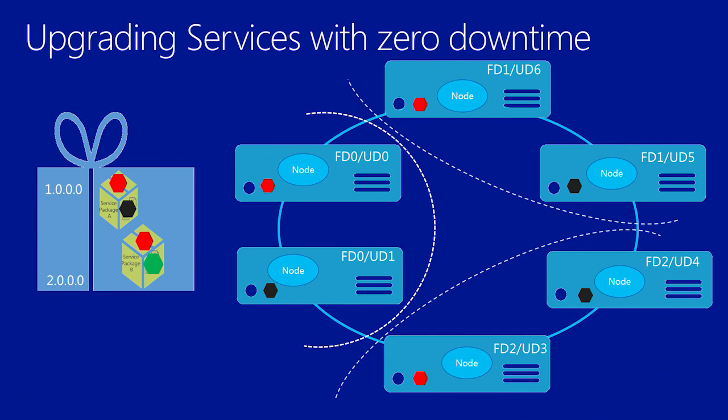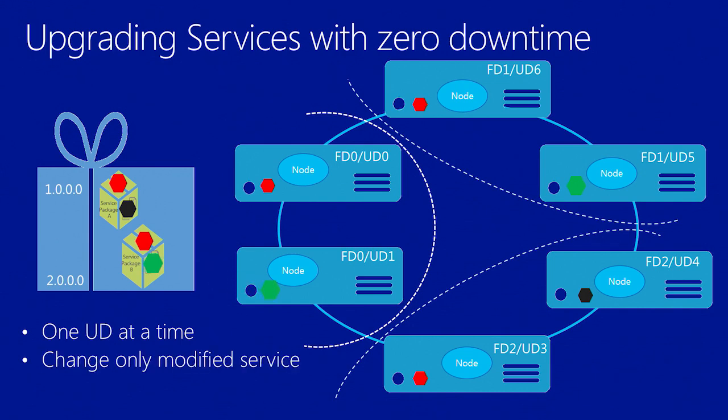The first thing to note here is that a Service Fabric application upgrade works one upgrade domain at a time. So the microservices that need to be upgraded are upgraded one at a time. The other key thing that you might have noticed is I didn't change the red color. I only changed the microservice that was in black to green. So you only have to update your modified service. You don't have to upgrade or update every service that is packaged in your application.